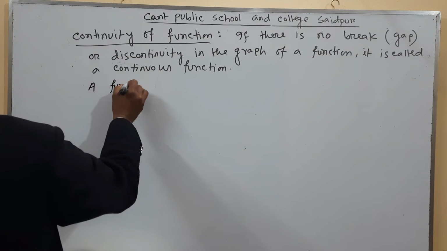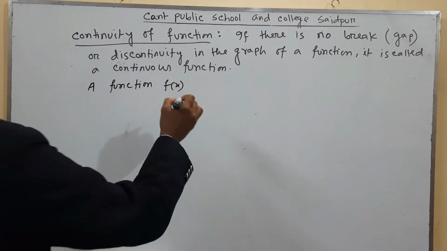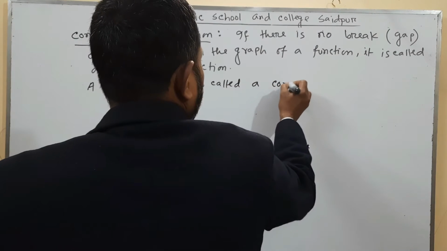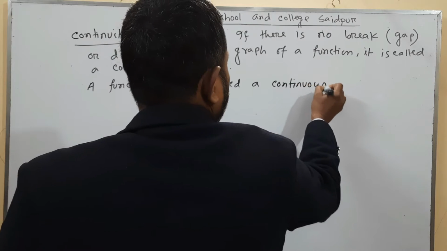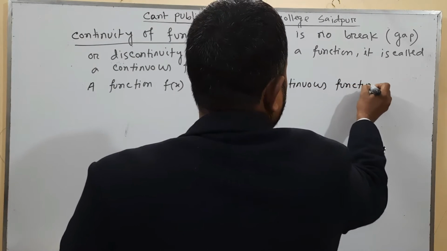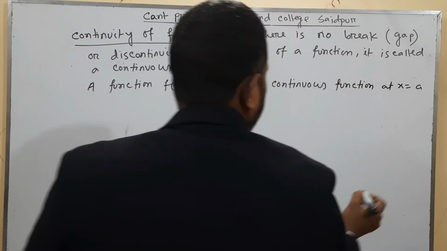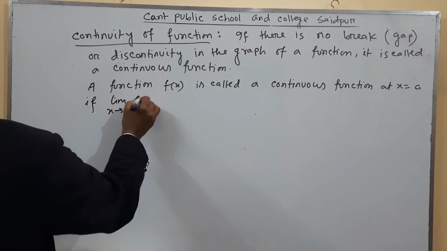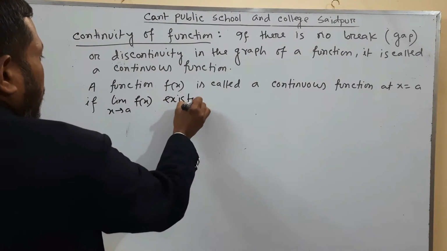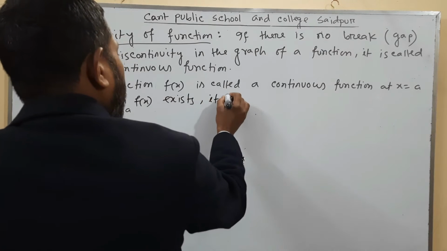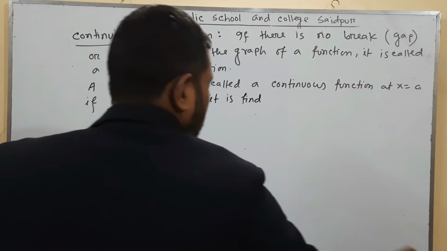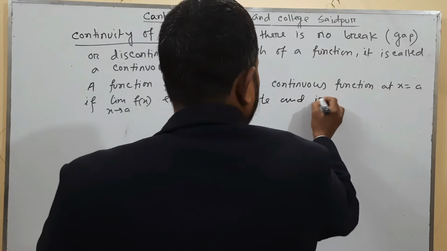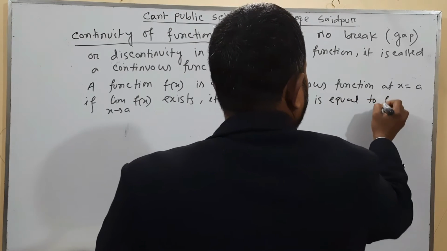A function f of x is called a continuous function at x is equal to a if limit x tends to a, f of x exists, it is finite, and is equal to f of a.